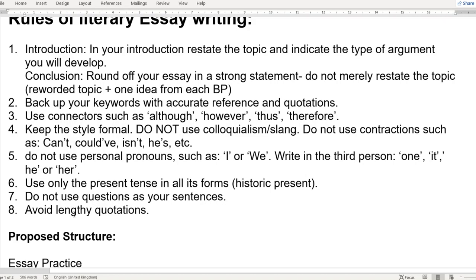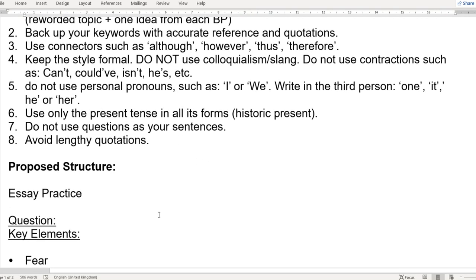You need to avoid lengthy quotations. If the majority of your essay is Shakespeare's words, who am I giving marks to? You understand? So please do not put in lengthy quotations. Just put in a short one, even if it's one word, to substantiate what you are saying.